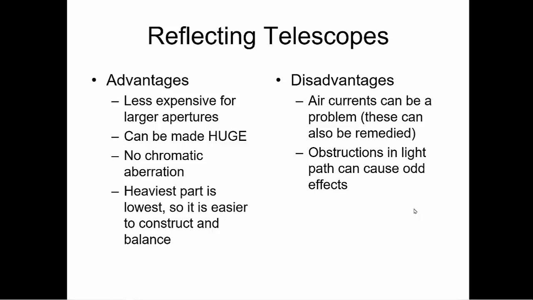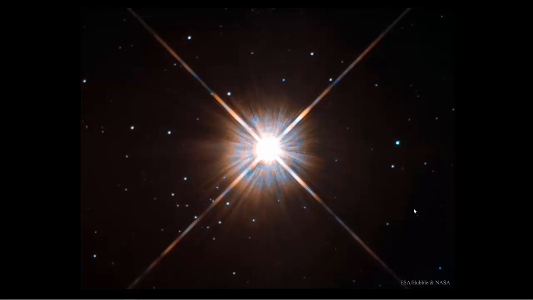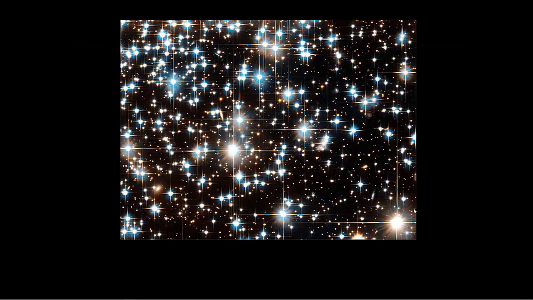Obstructions in the light paths on these can cause odd effects. And you've all seen pictures that look like this, or this, or this. These are caused by the diagonal mirror supports in the telescope. And they usually happen right at the edge of the visibility. When you're looking at stuff that's really pushing the magnification is when you're going to start seeing these things.